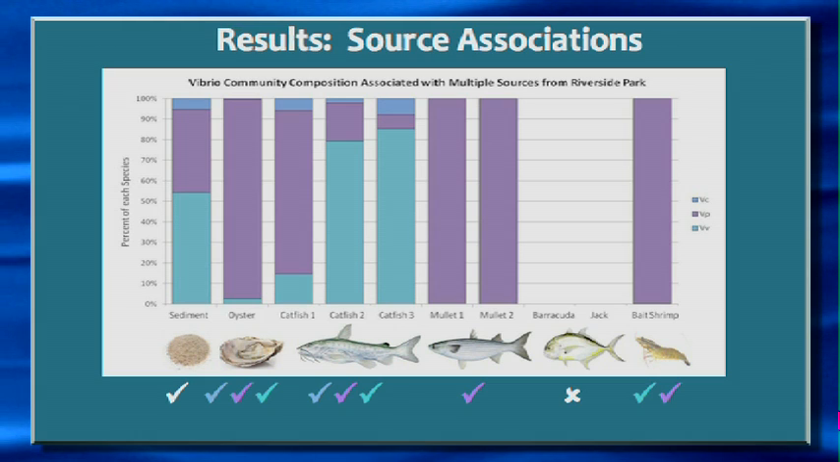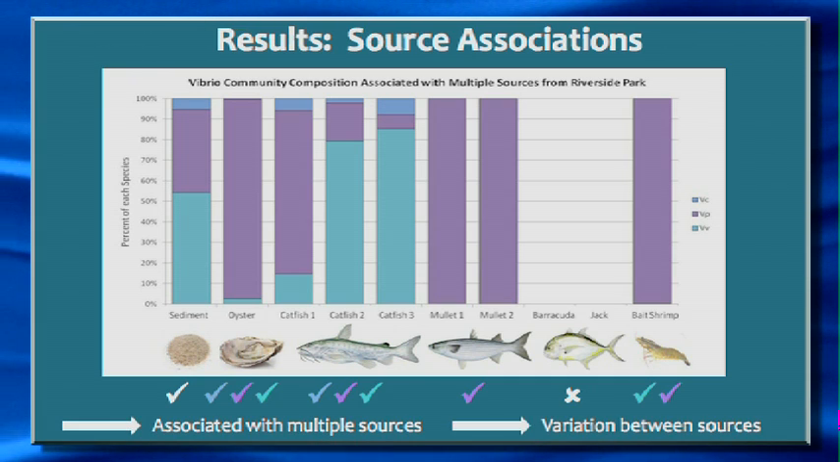We also found these pathogens on bait shrimp, which is interesting because people are using them to fish. So we found them associated with multiple sources, and we saw some variation. And again, this is very preliminary data, but we're going to work out some of these details in the future, hopefully get a bigger subset of fish.